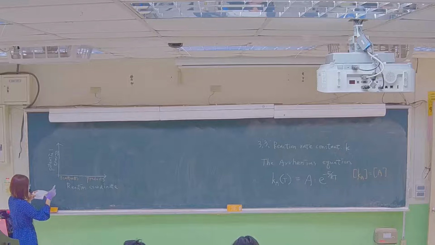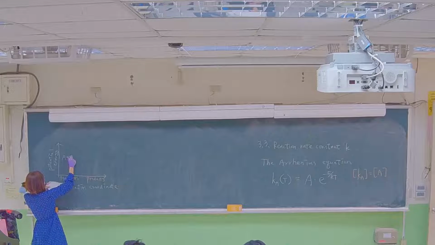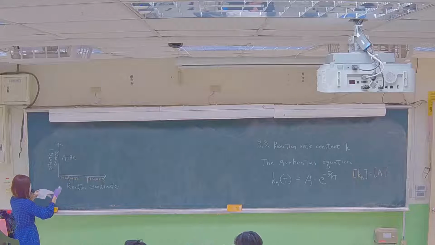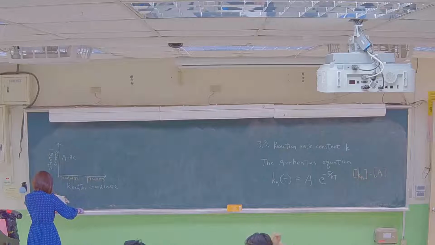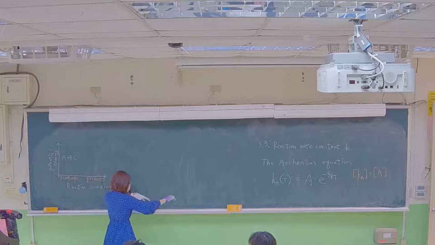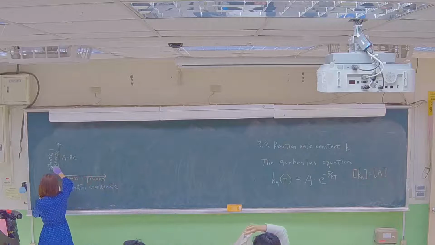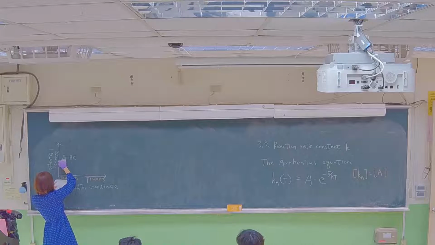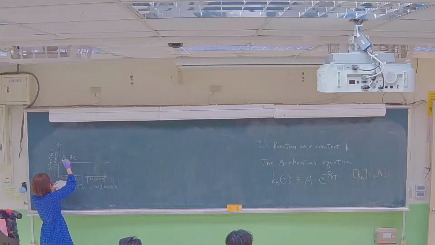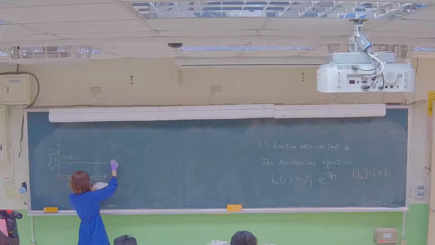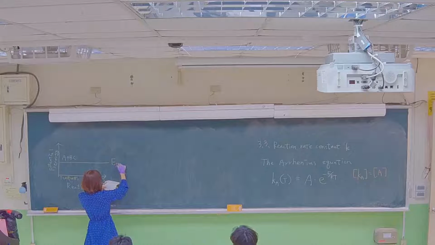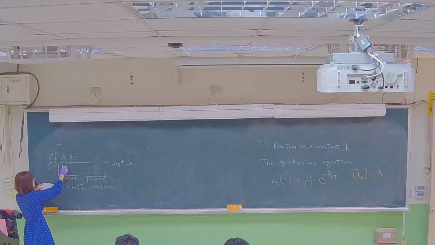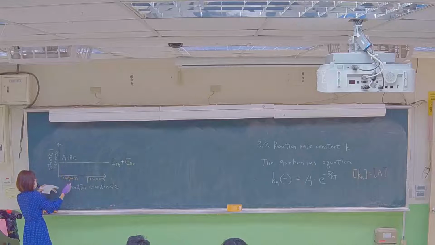At the beginning, the reactants are A and BC. During the reaction, let me write down something. A and BC, the y-axis means potential energy. So the potential energy for the reactants A and BC is energy of A plus energy of BC. The potential energy for the reactant is like this.